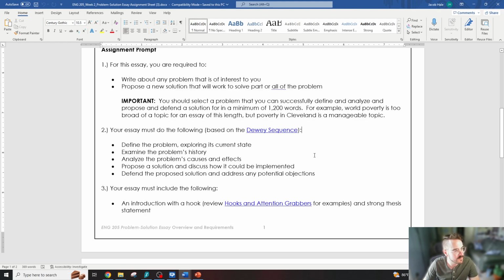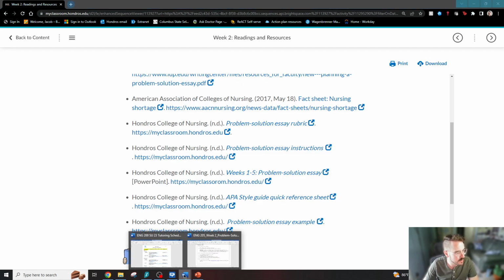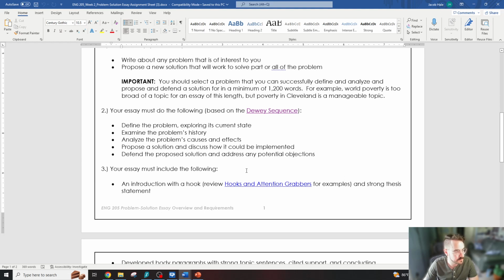Your essay must follow the Dewey sequence, which, let me open up this link here. Taking a little bit longer to load than I would like. That might suggest to me that the link is broken, which is not a big deal because that information can be found in other places. So I'll show you another place to find that information here in a second.